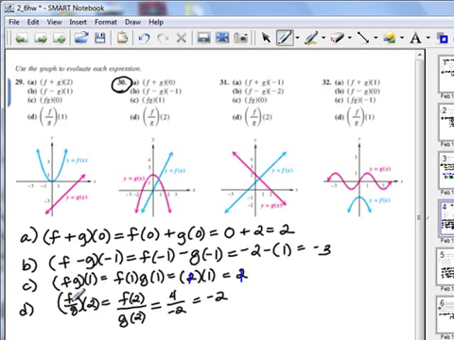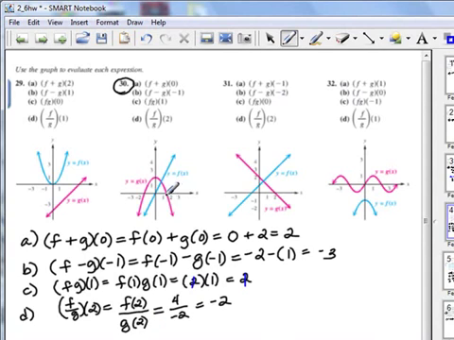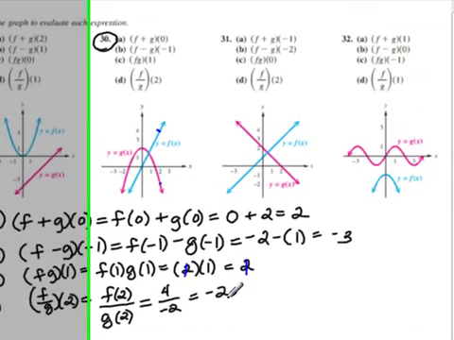Okay. F over g of 2 is f of 2 over g of 2. F of 2 is up here. It looks to be like 4. Okay. Right there. And then g of 2 is going to be negative 2. So if we do 4 divided by negative 2, we get negative 2.